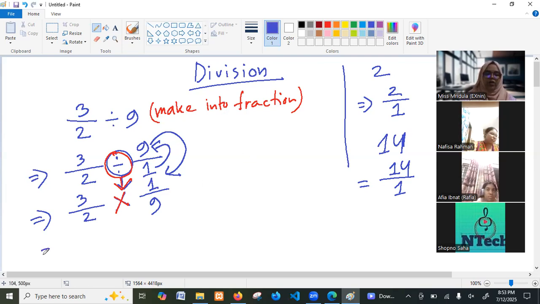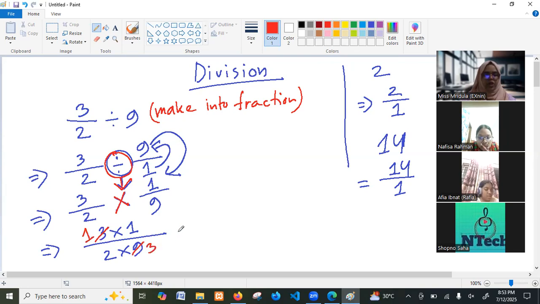So now I can simply multiply. I now have a multiplication of two fractions. So 3 times 1 and 2 times 9. And it's very clear that we can cut the 3 and 9, right? So 3 goes into 3 one time and 3 goes into 9 three times. So in this case, the answer will be 1 multiplied by 1 is 1, and 2 multiplied by 3 is 6.